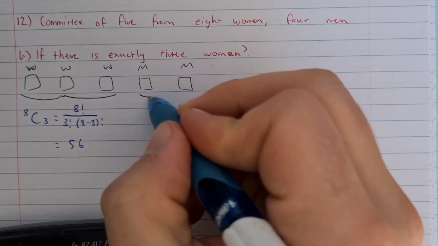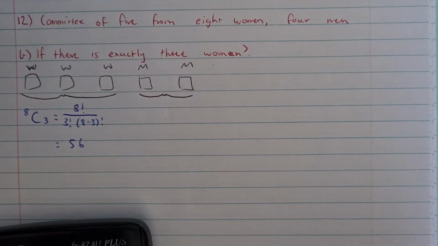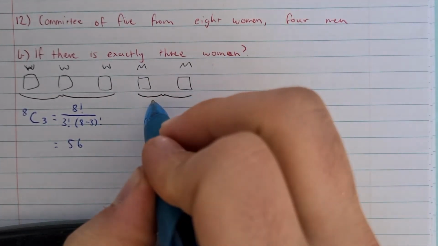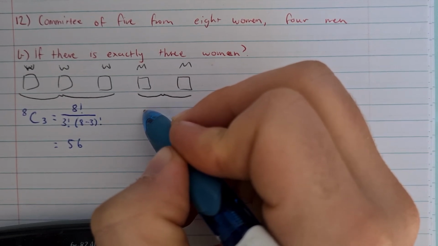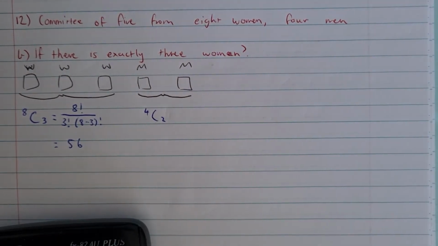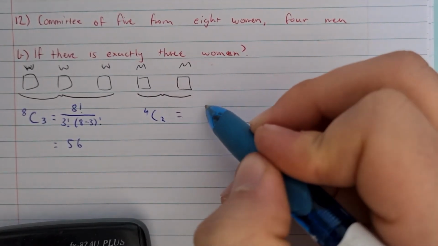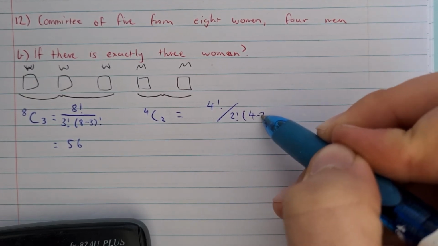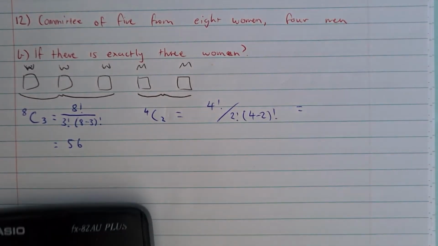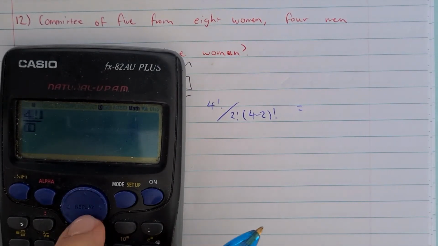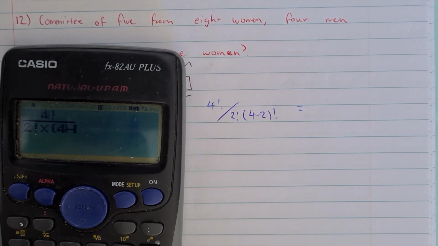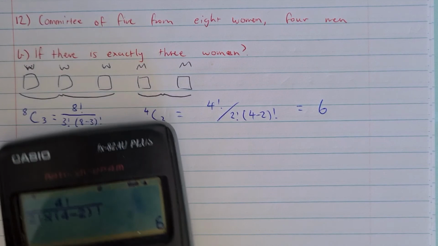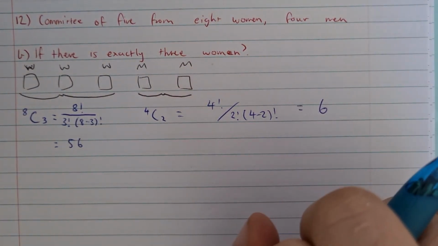Now for the next part, the men. We have to fill the final 2 spots with men, and we've got 4 to choose from. So the number of ways we can choose 2 men from 4 is 4C2, which is 4 factorial all over 2 factorial times 4 minus 2 factorial. That gives six. So there are 6 different ways we can choose 2 men out of 4.